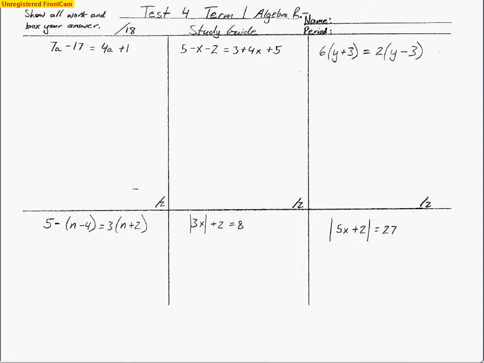This is the study guide for Test 4 for Quarter 1 for Algebra A. And so let's take a look at our first problem here. It's asking us to solve an equation with variables on both sides.